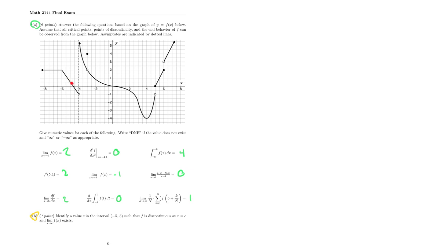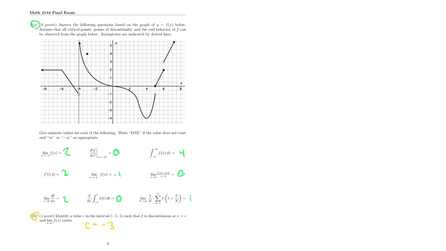So if I go from here, I can see we have some issue, right? We're not continuous, but our limit also does not exist because it approaches two different values. Right here, I can see I'm discontinuous because I jump up to this. You can see my limit does exist though. So we can go ahead and say that c is going to equal -3.